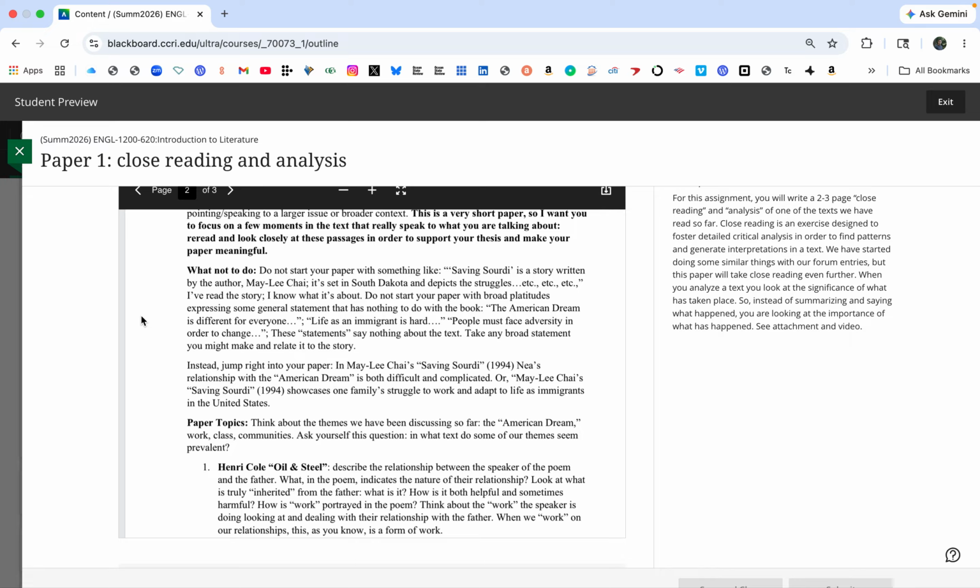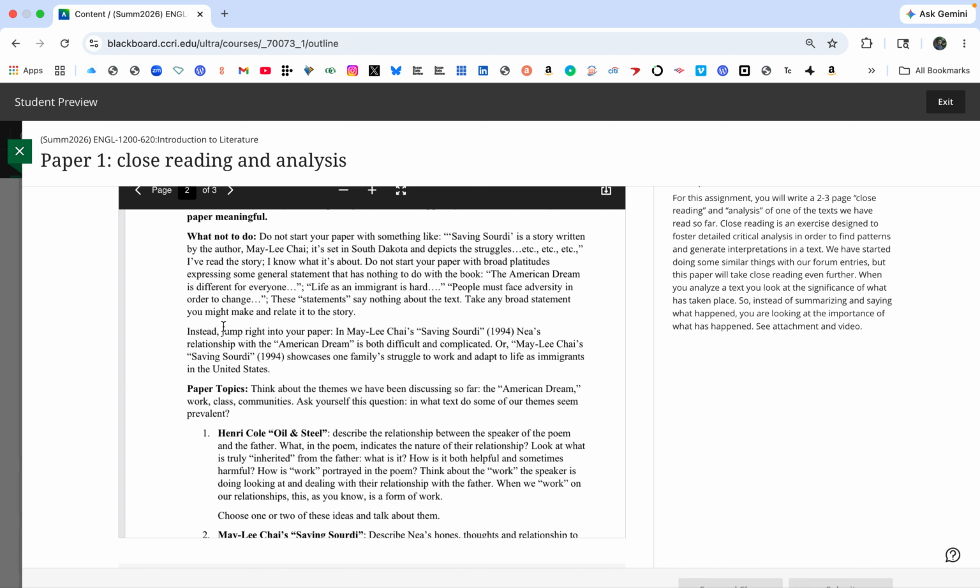Now, what you can do is take one of these statements and relate it specifically to the story. And that would take care of that. Instead, jump right into your paper.